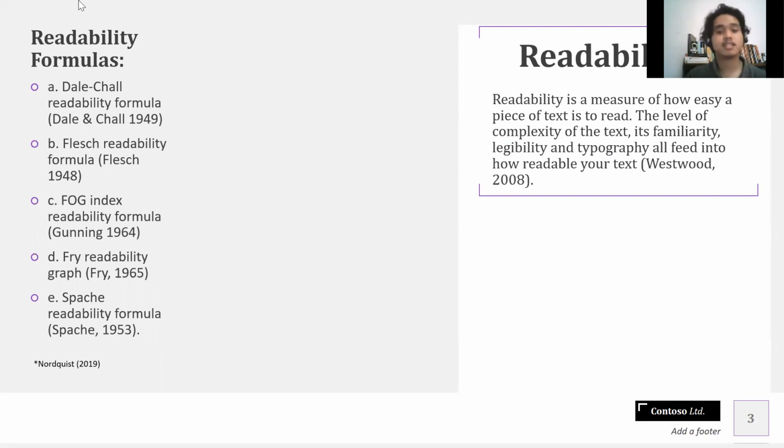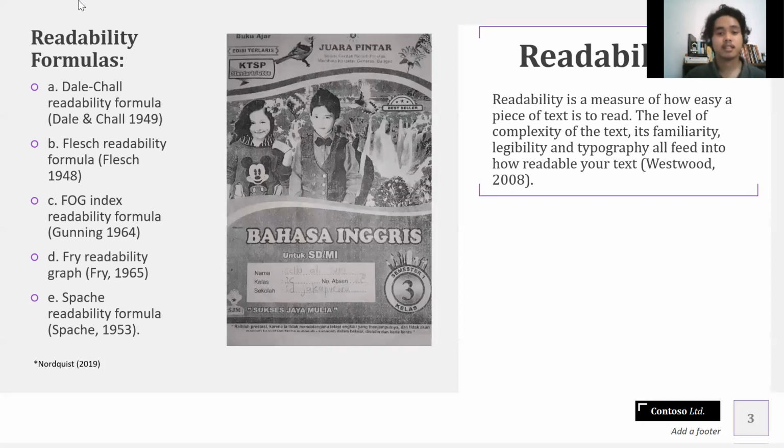And to measure the readability level of a text, we should use the help of a readability formula. A readability formula is an application that can measure the difficulty level of text. It can predict the reading ease of text. It could also help students' reading fluency.